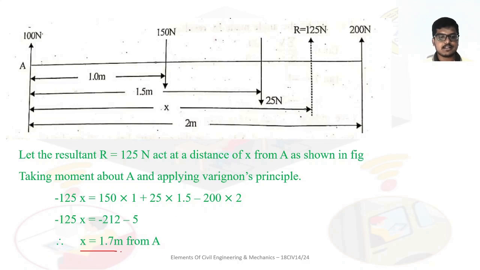After solving, we get the x value as 1.7 meter from A. So the resultant R is 1.7 meter from A. There is no confusion that you have to place R here only. Wherever you place it, just follow the method and the concept, and you will get the value of x as 1.7 meter.